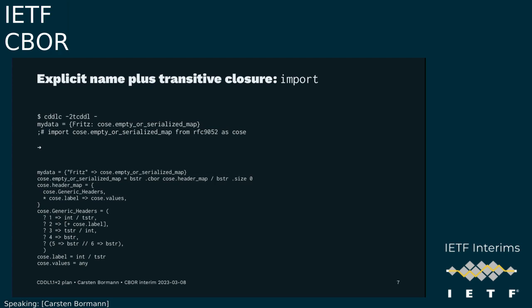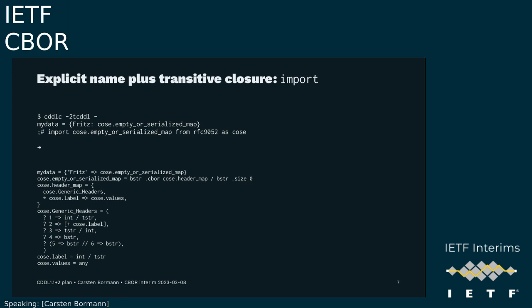Now it's getting really small. So if you say import COSE.empty-or-serialized-map from RFC 9052 as COSE, then you get the below. First of all, the one rule that also was in the CDDL file with my data is just copied verbatim, or actually not quite verbatim. You can see that there is some processing going on here, but the result is supposed to be equivalent.